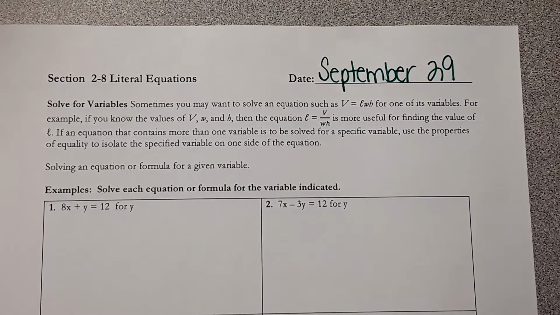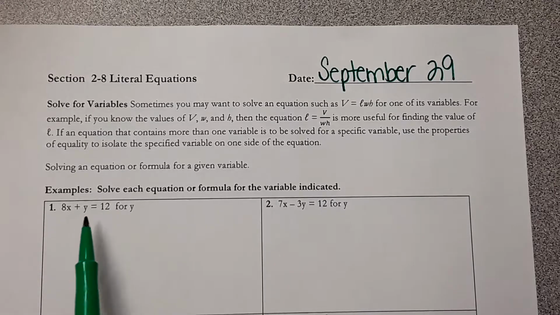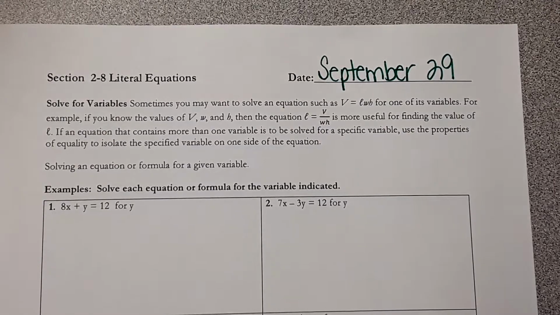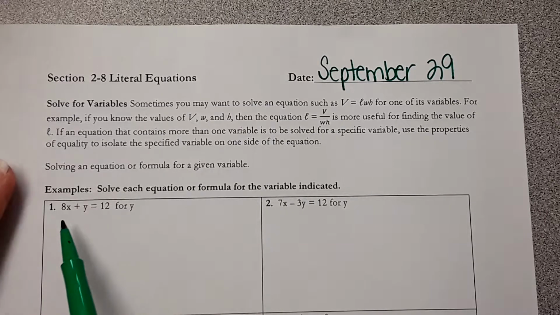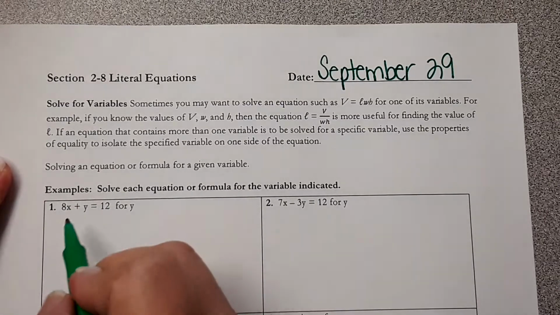So we are going to solve these equations. There's 8 of them, and we're going to solve them for the indicated variable. So in this first one, we want to solve for y. What that means then is we want to get y by itself. So we're going to start on the side of y. So what's on the side of y? 8x is on the side of y. So in order to get rid of that, we're going to subtract it from both sides.